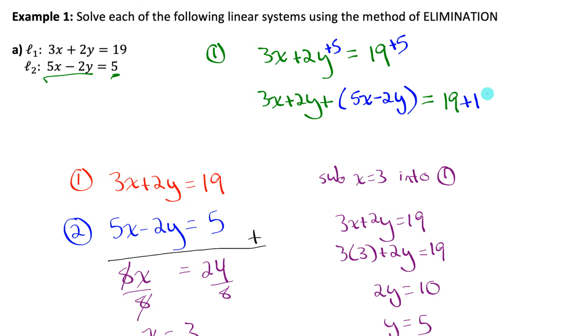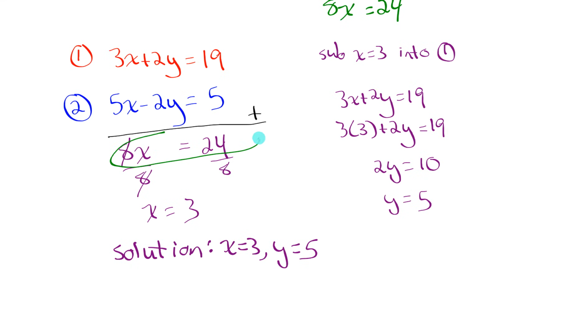So notice, what did I do? I just added 5 to both sides. And I know that 5 is equivalent to 5x minus 2y, so I changed the 5 on the left to 5x minus 2y. How does that help? Notice when I collect the terms on the left side of this equation, 2y minus 2y, the y's are gone. And what I'm left with is 3x plus 5x, which is 8x, equals 24. And now we are at this line right here, 8x equals 24.